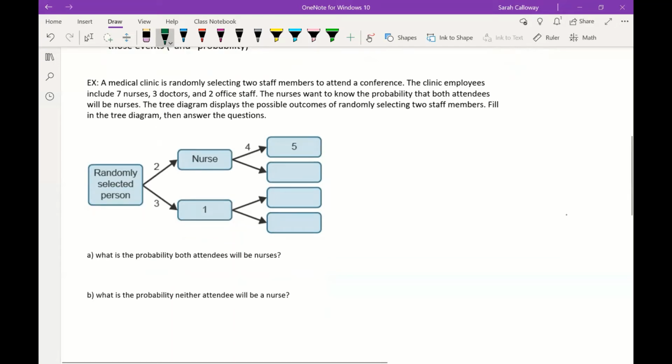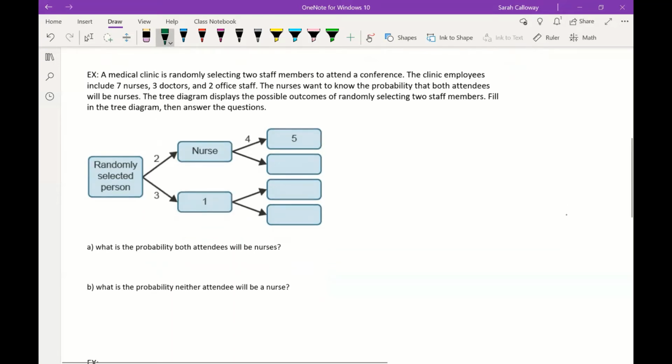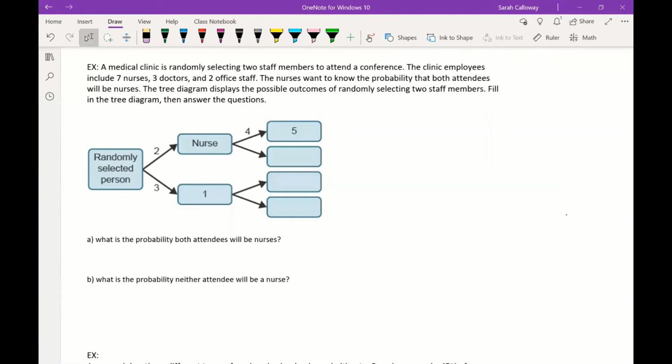So a medical clinic is randomly selecting 2 staff members to attend a conference. The clinic employees include 7 nurses, 3 doctors, and 2 office staff. The nurses want to know the probability that both attendees will be nurses. The tree diagram displays the possible outcomes of randomly selecting 2 staff members. Fill in the tree diagram to answer the questions.